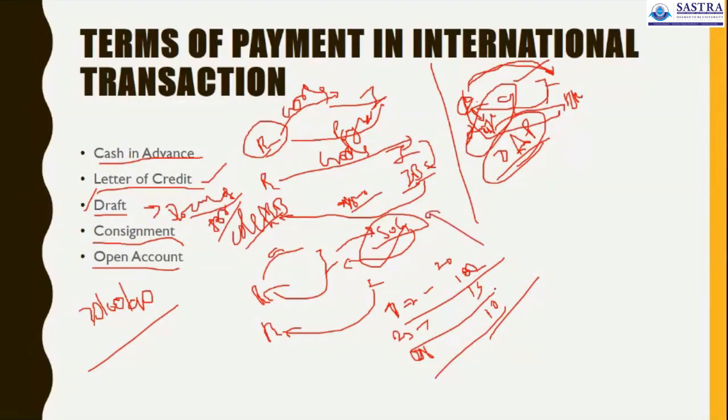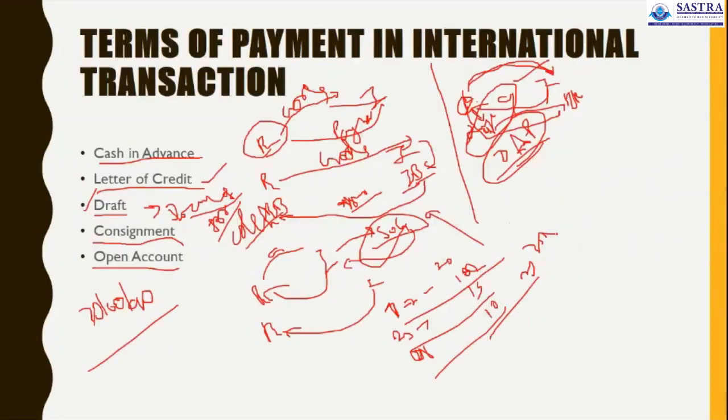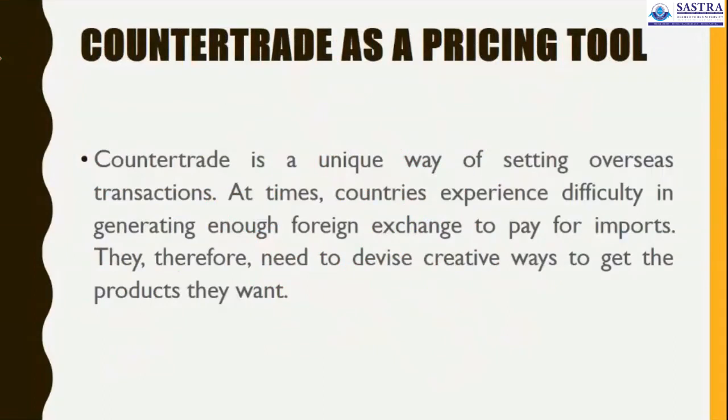The settlement will happen for the period of 30 days. On the 30th day, they need to make the payment of 35 lakhs. So this particular process we call an open account. These are the things related to the terms of payment in international transactions.